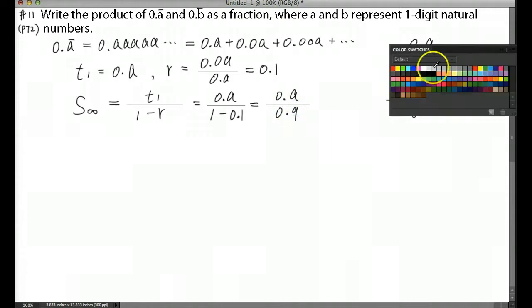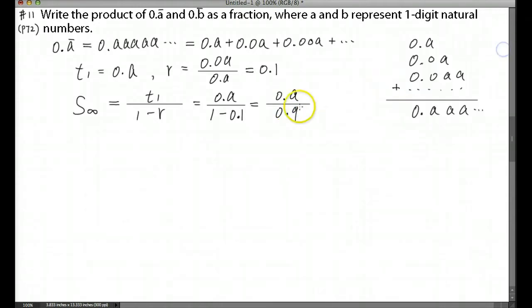Okay, and then to simplify this, we don't want to have the decimal, so we multiply by 10 on both the numerator and denominator. So we get back to 10 times 0.A, we got A, and 10 times 0.9, we got 9. So yes, the sum is A over 9. Whatever the A is, the result is different depending on what A is.